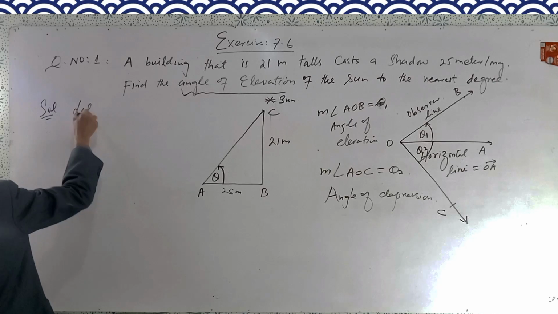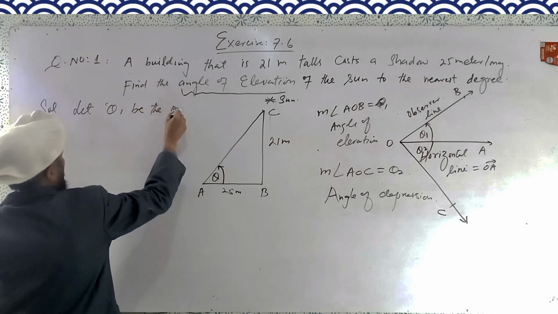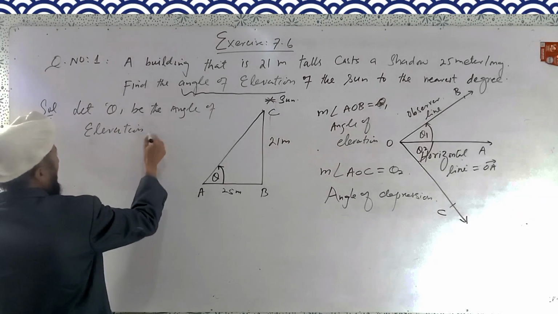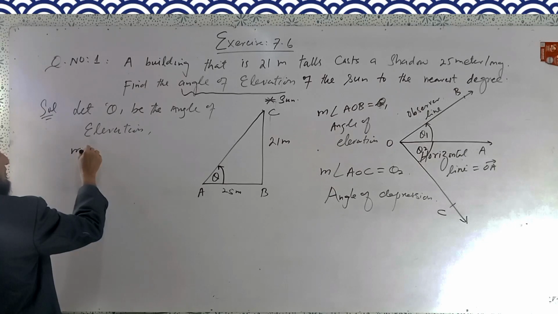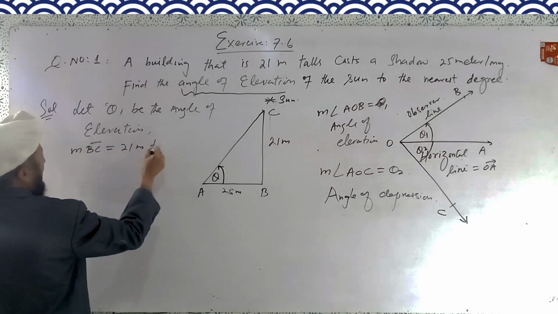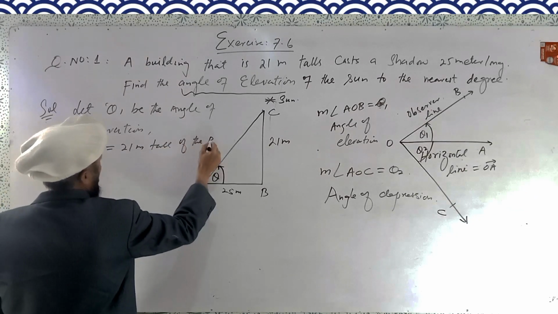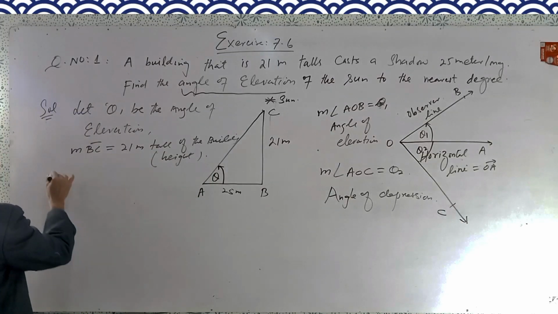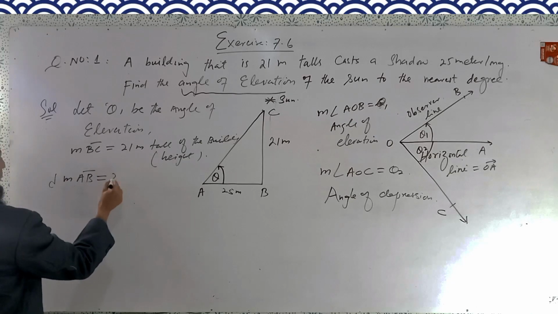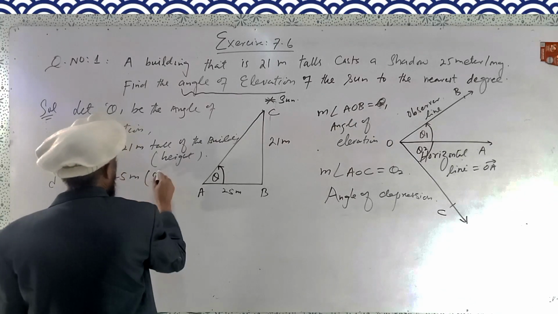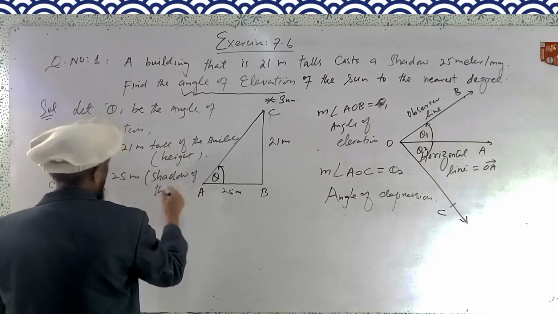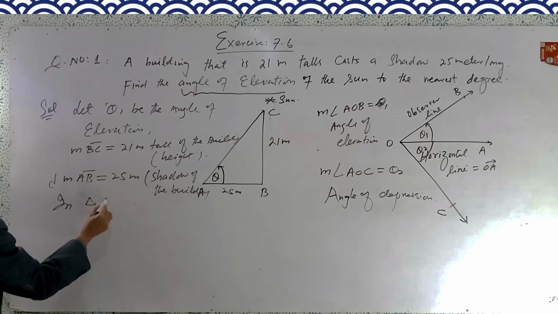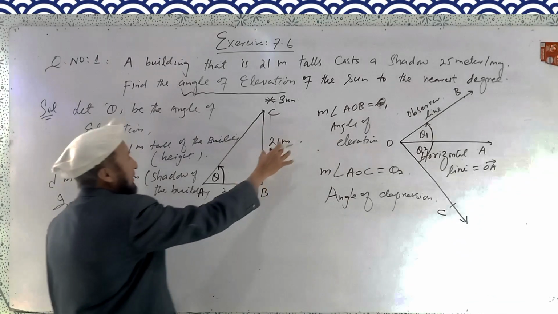So we start the solution. Let theta be the angle of elevation. Measurement BC is equal to 21 meter, the height of the building. And measurement AB represents here 25 meter, which is the base, the shadow of the building.